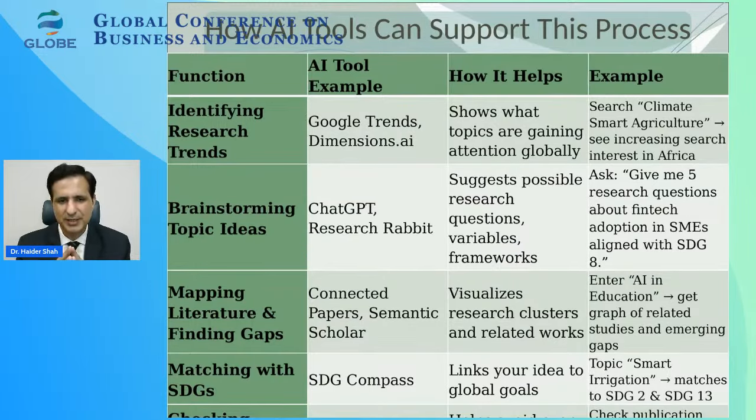Similarly, for brainstorming topic ideas, you can use ChatGPT and Research Rabbit. How can you get help from it? It suggests possible research questions and variable frameworks, and it will help you in that regard. For mapping literature and finding gaps, you can use Connected Papers and Semantic Scholar, and it will visualize the research clusters and related works for you in a very easy way. I'm just going to demonstrate it for you. And then for matching with the SDGs, we use the SDG Compass, and we link your idea to global goals and see how we can relate to it. So all these things are very important in order to understand how we are going to do it.